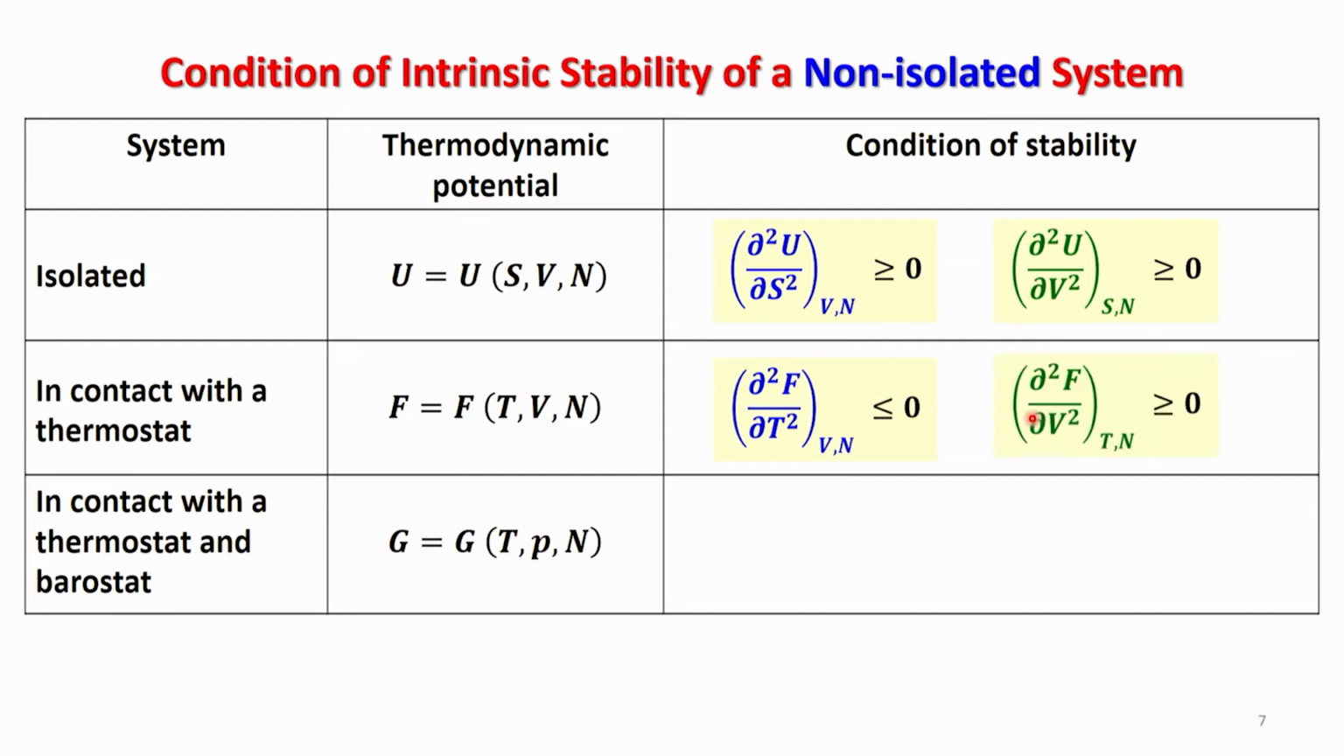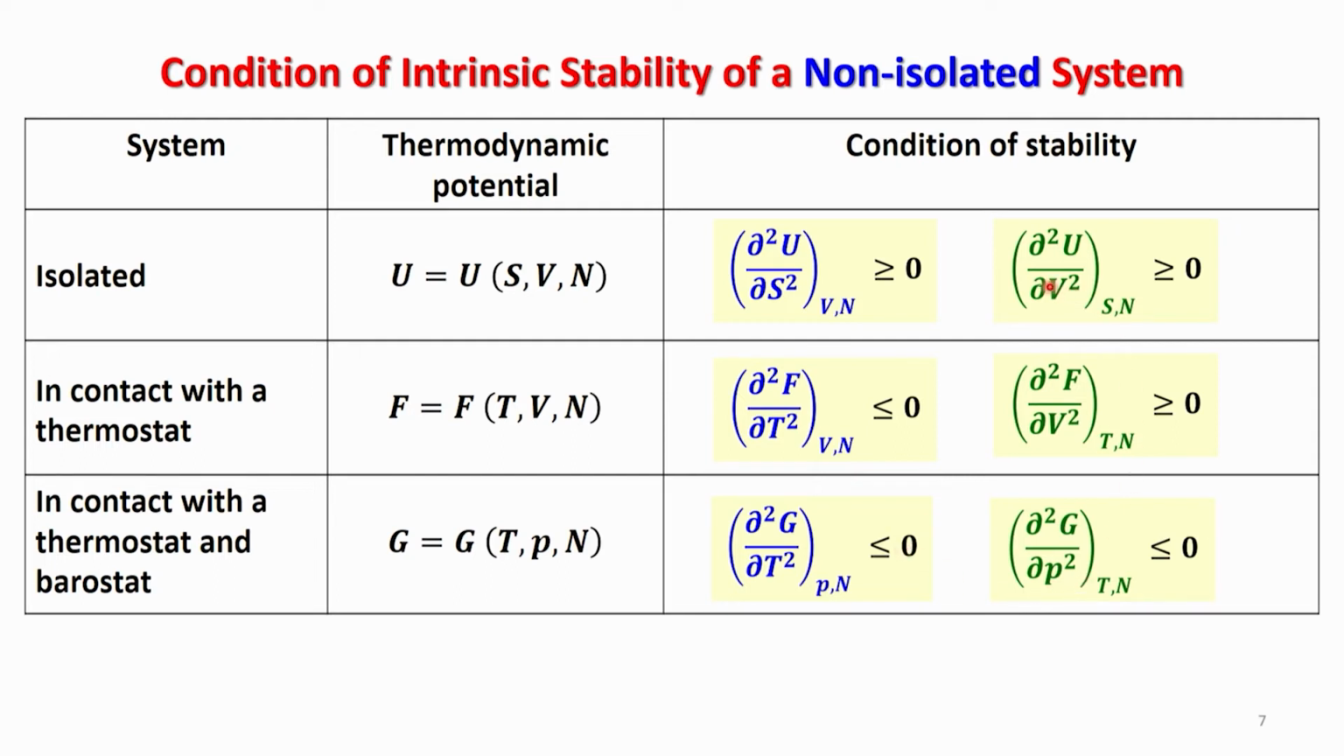Moving ahead, it is easy to show that ∂²F/∂V² is now going to be greater than or equal to 0. I leave this as an assignment to you to show that indeed this is the case. And if I move over and look at the thermodynamic potential where the system is in contact with a thermostat and a barostat, I find that both the conditions give me that they should be less than or equal to 0 as the condition of intrinsic stability locally.